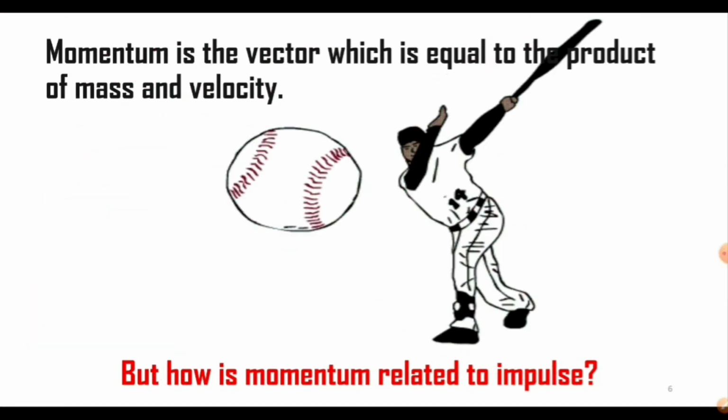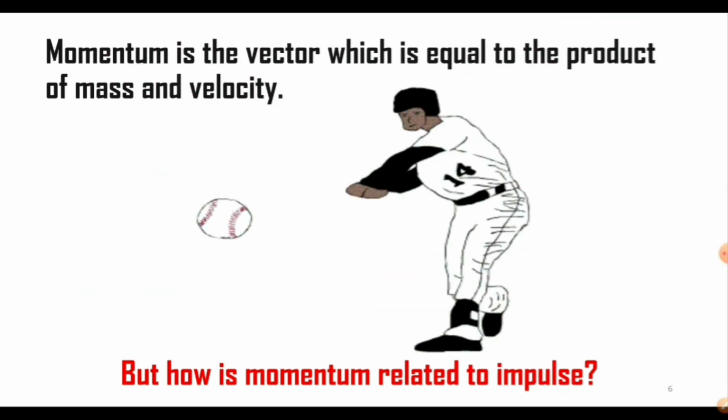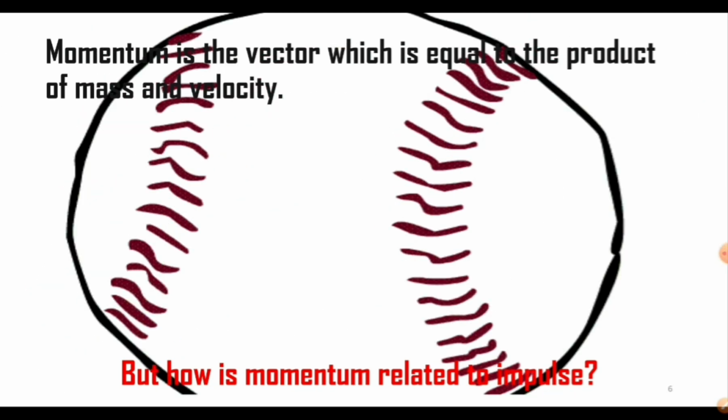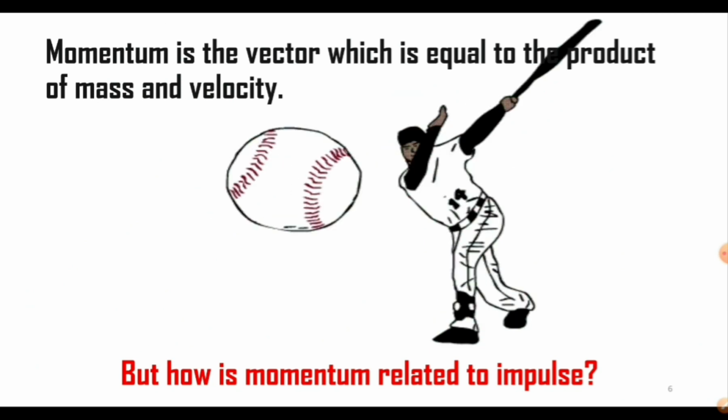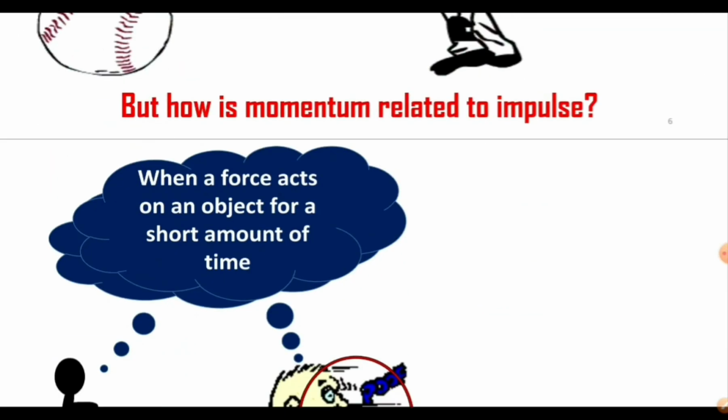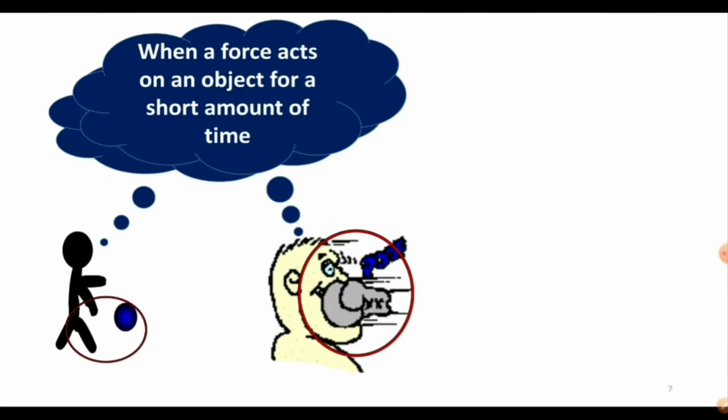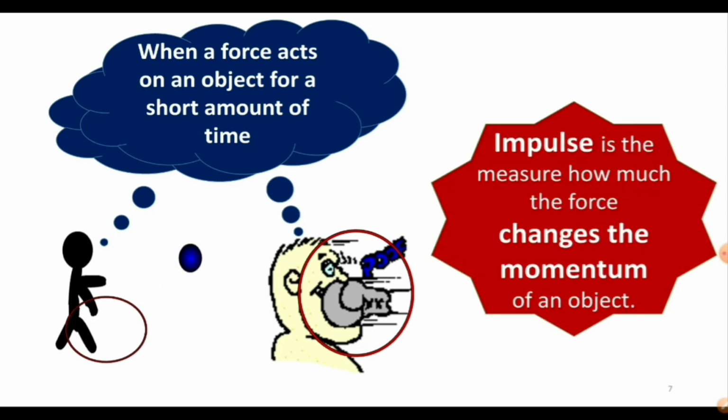Momentum is the vector which is equal to the product of mass and velocity. But how is momentum related to impulse? When a force acts on an object for a short amount of time, impulse is the measure of how much the force changes the momentum of an object.